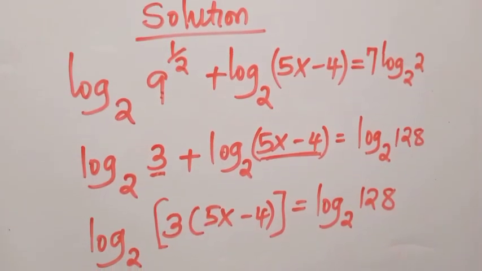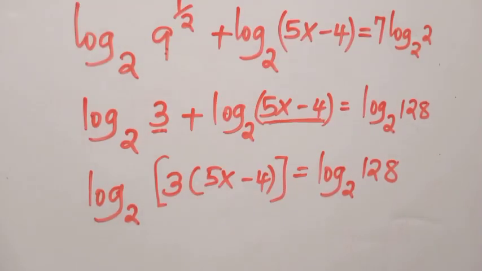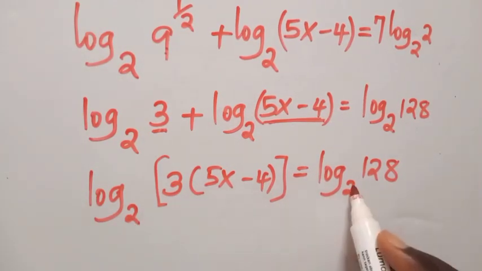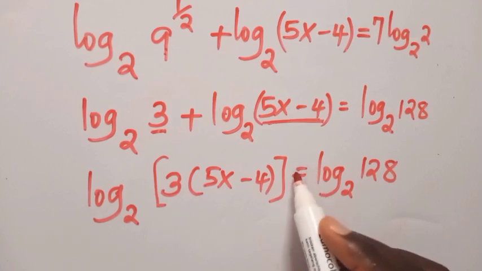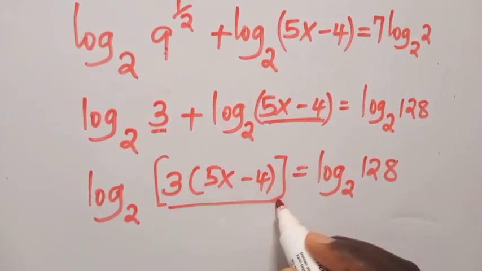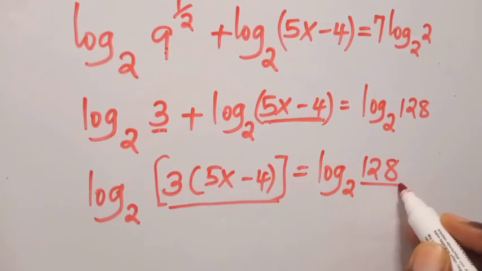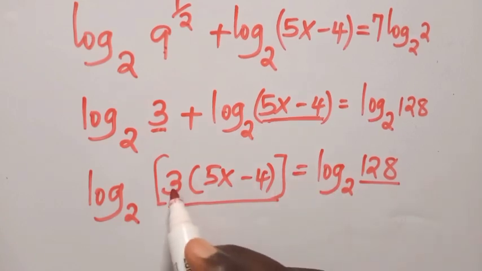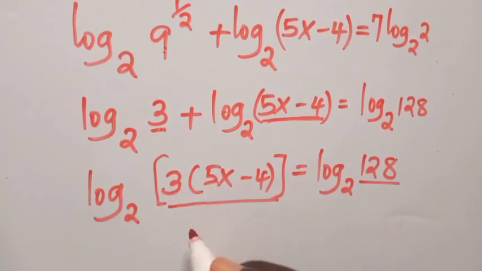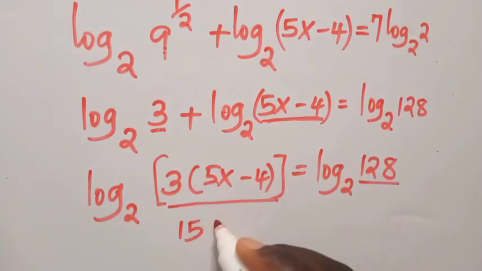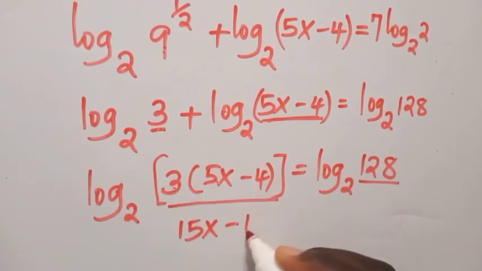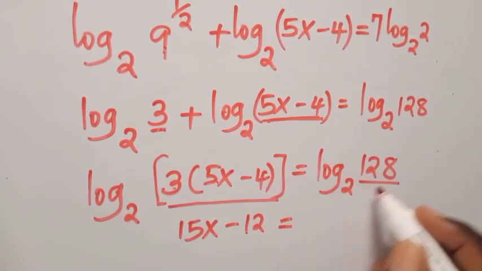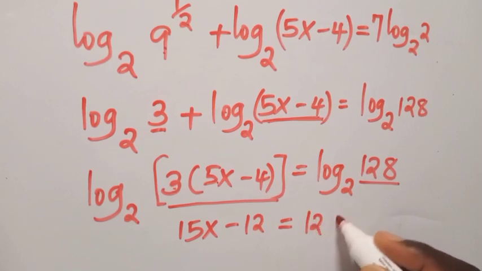Now, reaching this point, since these are logarithms of the same base and there is an equal sign in between, we shall equate this one with this one directly. And therefore, 3 times 5x is 15x. Then 3 times negative 4 is negative 12. Then equals 128.